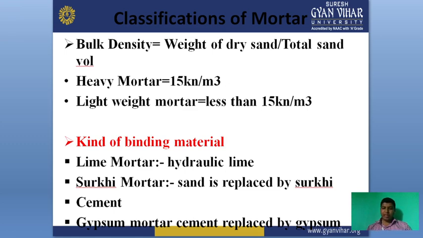So the final conclusion about these types of mortars is: the mortar is a paste prepared by adding the required amount of water to a mixture of binding materials such as cement and fine aggregates, used to bond masonry or other structural units.